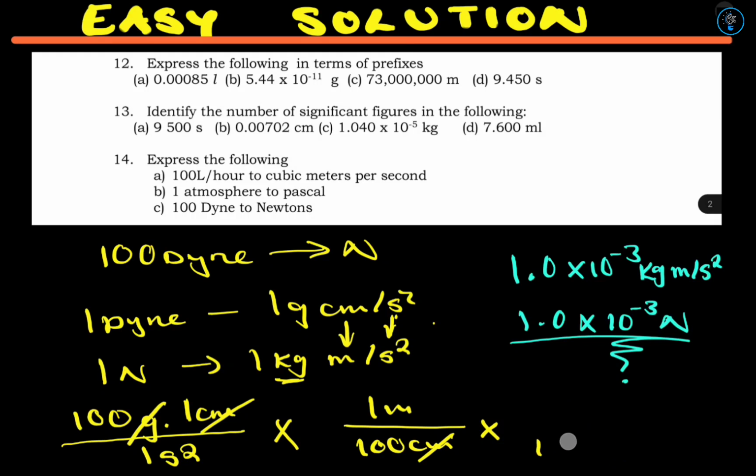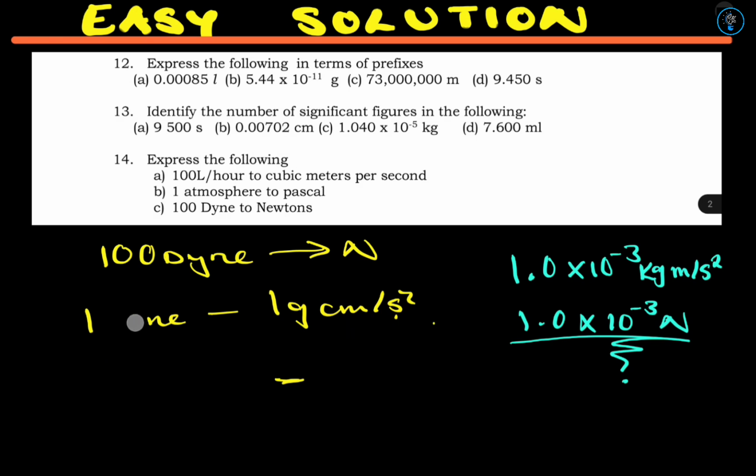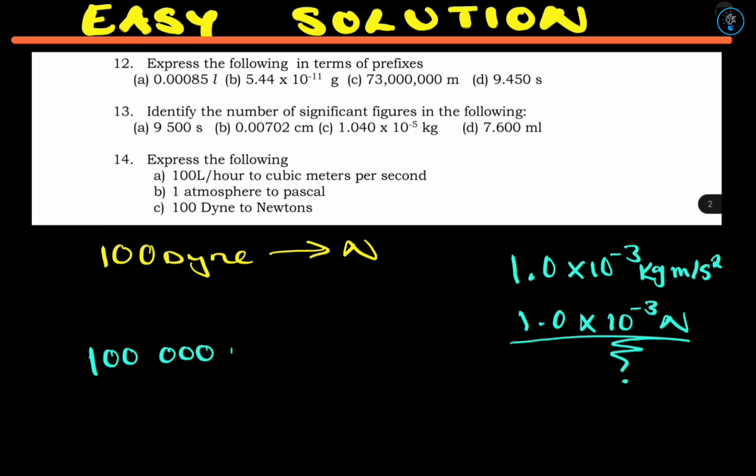There is a better way of doing this. Rather than breaking down what a dyne is and what a newton is, you can just write it as, we know that 100,000 dyne is equal to 1 newton. So if you know this conversion, you can use it as well.